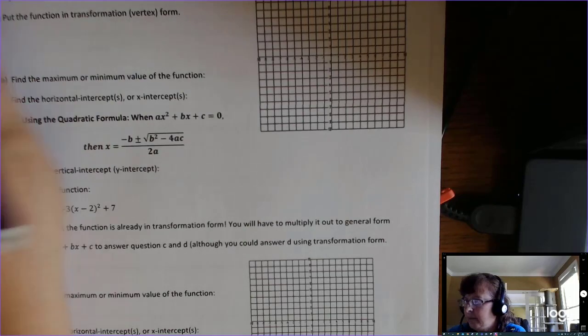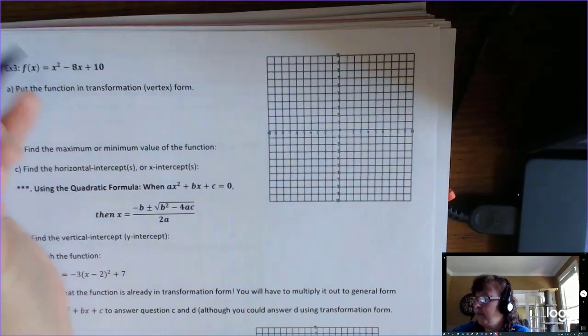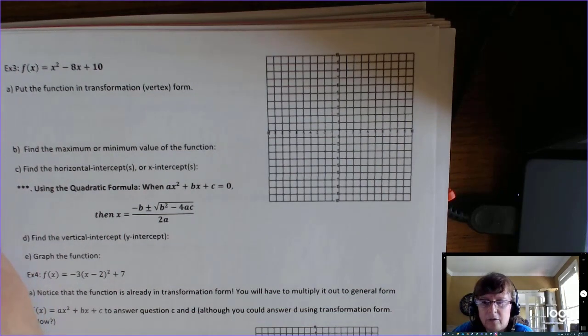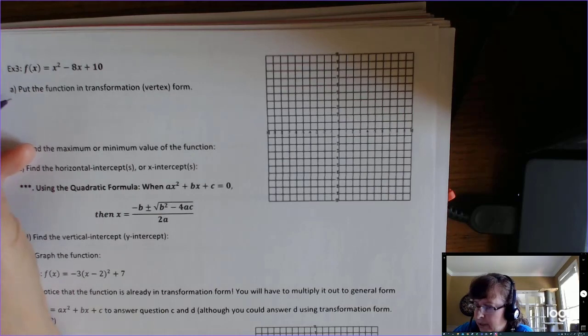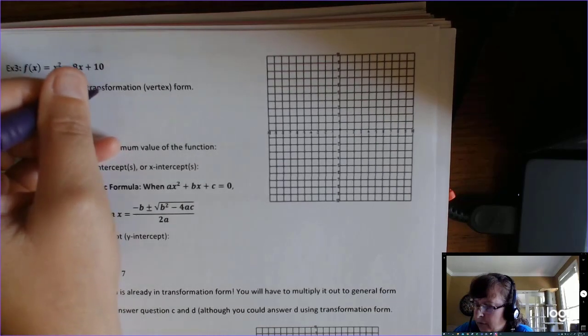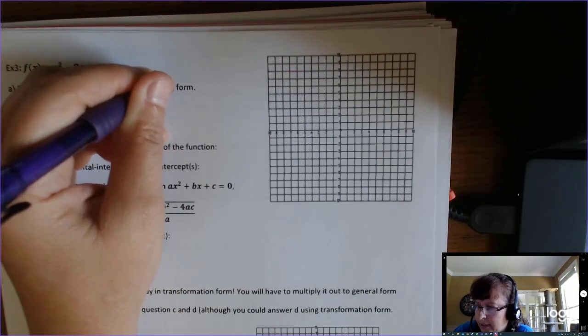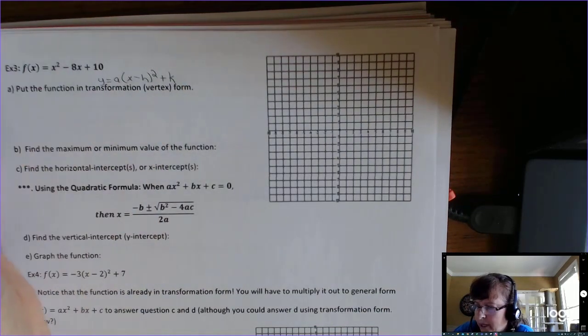Okay, last example. So we have f of x equals x squared minus 8x plus 10. You should try it. Turn the video off and try it. Alright, I'm going to continue. Put the function in transformation form. So I write down transformation form. I'm memorizing it as I go. It reminds me what to do.